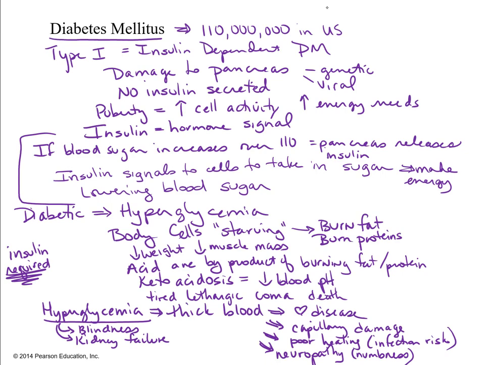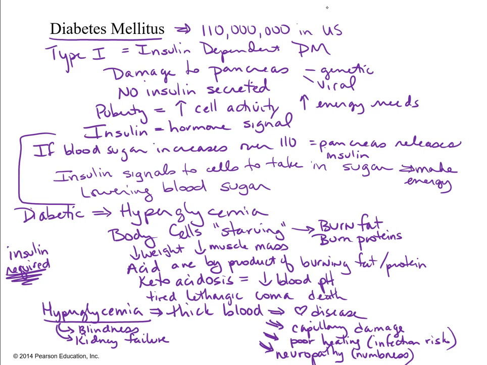This leads us to the discussion of diabetes mellitus. So diabetes mellitus affects about 110 million people in just the United States. 110 million people. It's a pretty big percentage. In fact, in healthcare, it accounts for billions of dollars worth of healthcare in the United States every year because of health issues that diabetics end up having.